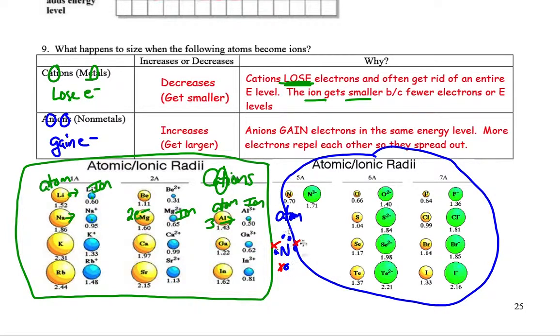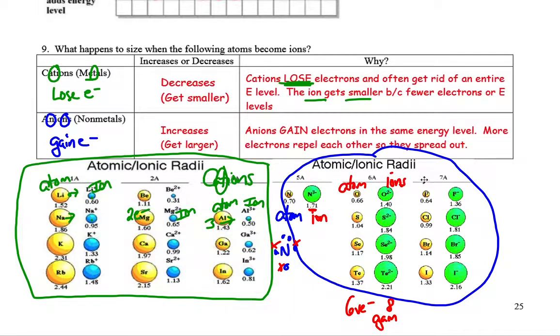All these guys are negative. They repel each other, so it puffs out. The nitrogen ion gets bigger. Here's oxygen, or sulfur, or selenium. All of these guys are atoms that are unhappy because they all have 6 valence electrons. They gain 2. And when they gain 2, they end up with 8. So all the ions, after they gain their 2, are bigger.